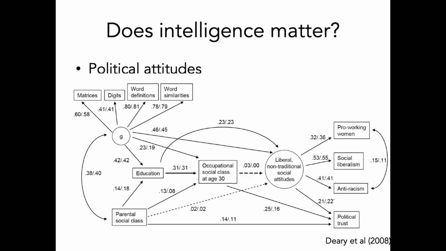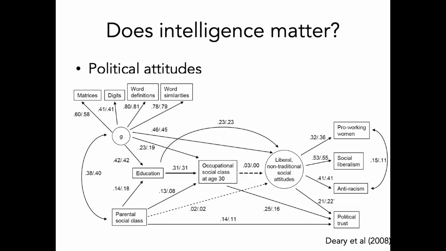And then you can see that G is relating to educational outcomes and social class outcomes and the latent variable over here on the right, which we can call social and political attitudes. And that one is driving, you can see, attitudes about women, social left-wingism, anti-racism, and political trust. It's not immediately obvious that how quickly and accurately people can operate on novel information would be associated with whether they support women in the workplace. But it turns out they are related, and positively.